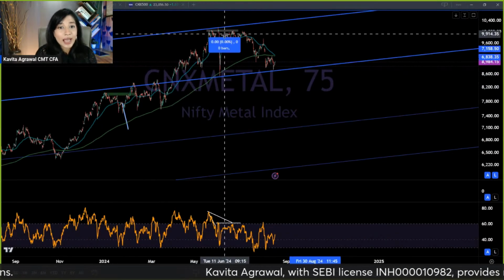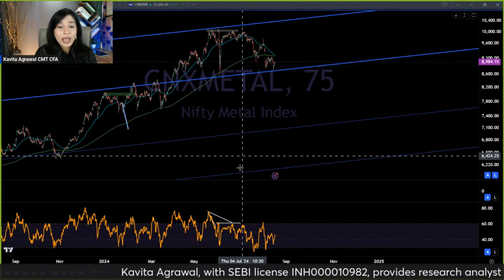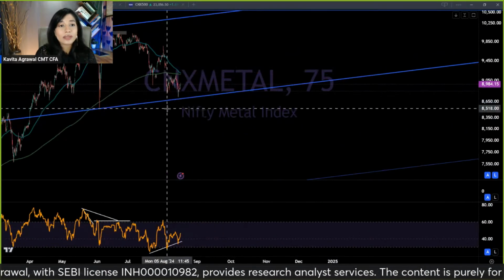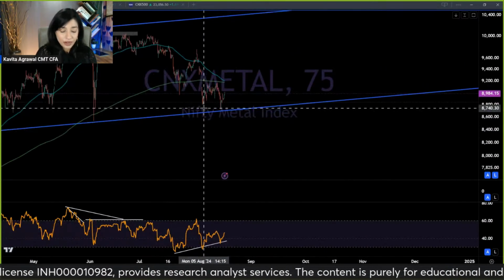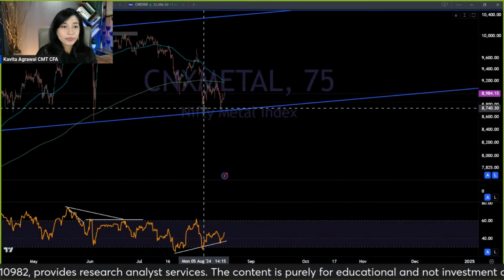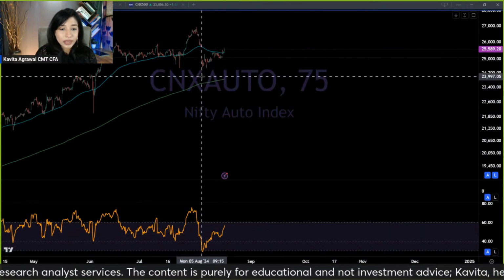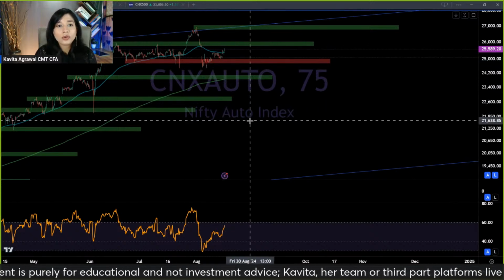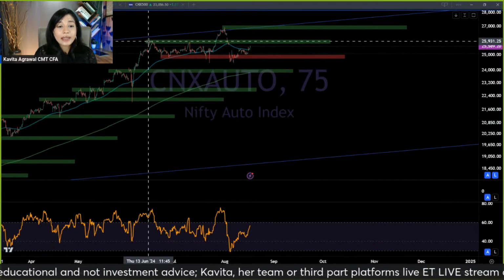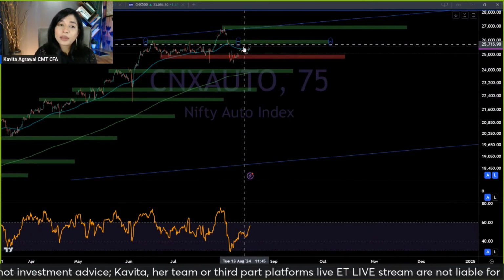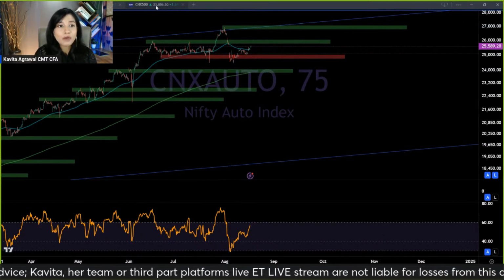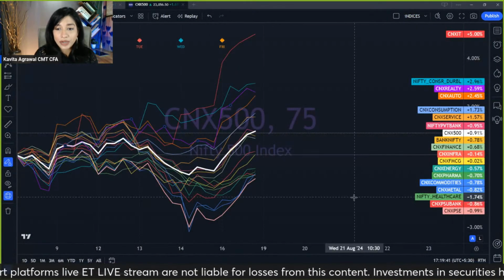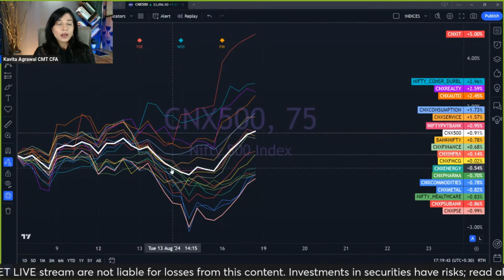CNX Metal, I think, has completed a correction, and I can see positive divergence building up. So I think CNX Metal is also one sector where I would look out for fresh entries at this point. And if you also take a quick look at CNX Auto, it actually continues to look pretty attractive, and it has very strong underlying momentum. I would expect that momentum to resume now from a short term and long term perspective. CNX Auto continues to look very, very attractive for us, right?